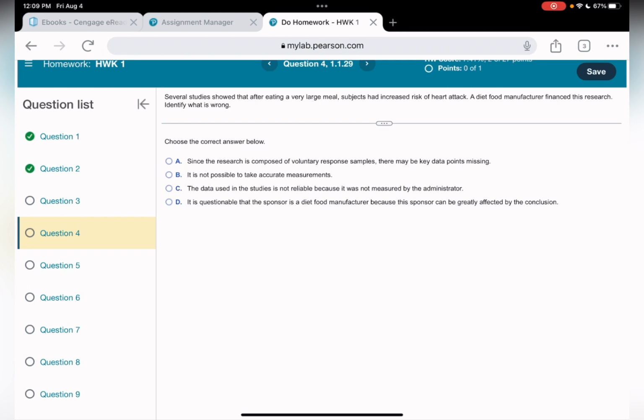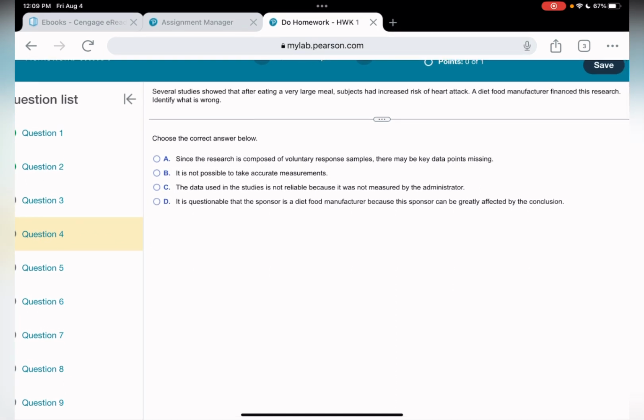C. The data so far, A is a possibility. So let's see the C. The data used in the studies is not reliable because it was not measured by the administrator. Now this one is completely baloney because I don't see any difference administrator or not administrator. And lastly, so I suspect last one is going to be the proper answer. So let's see. It is questionable that the sponsor is a diet food manufacturer because the sponsor can be greatly affected by the conclusion. Bingo!